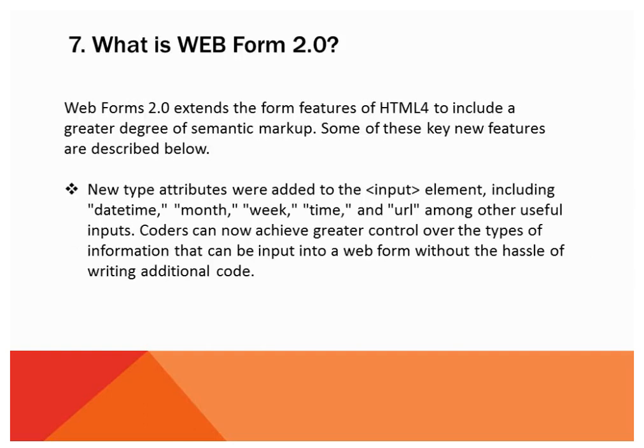The seventh question: what is Web Forms 2.0? Web Forms 2.0 extends the form features of HTML4 to include a greater degree of semantic markup. Some of these key new features are discussed below. New type attributes were added to the input elements, including date, time, month, week, and URL. Among other useful inputs, coders can now achieve greater control over the types of information that can be input into a web form without the hassle of writing additional code.